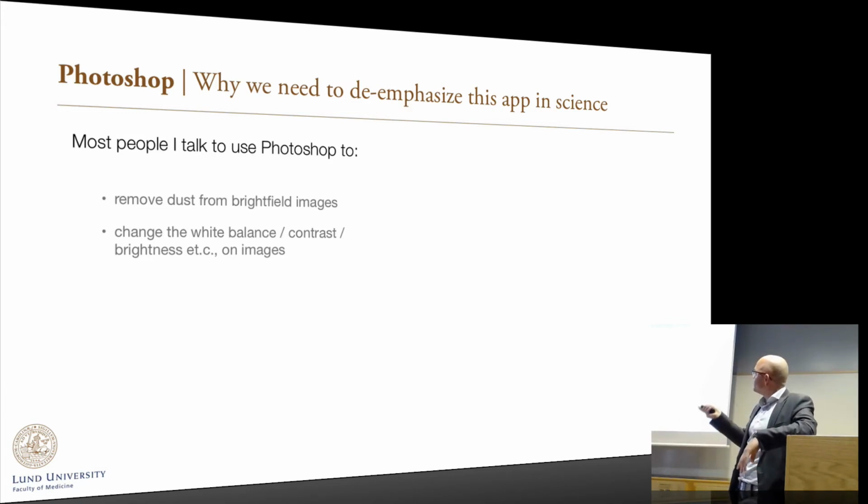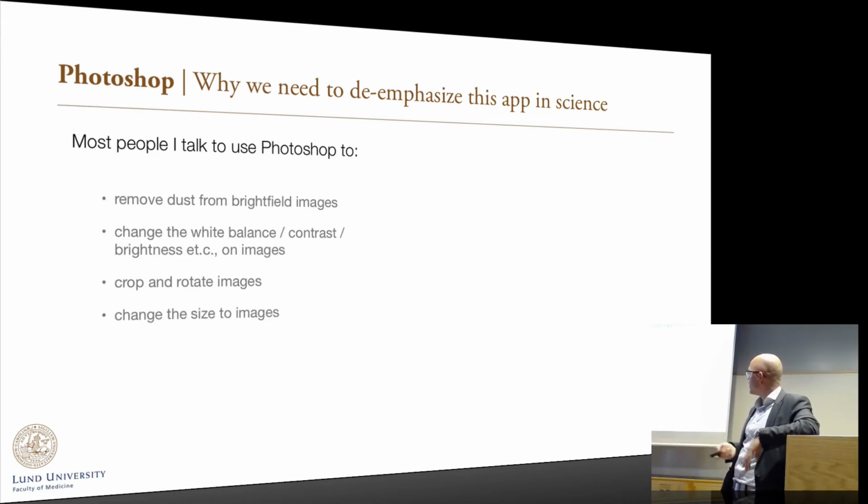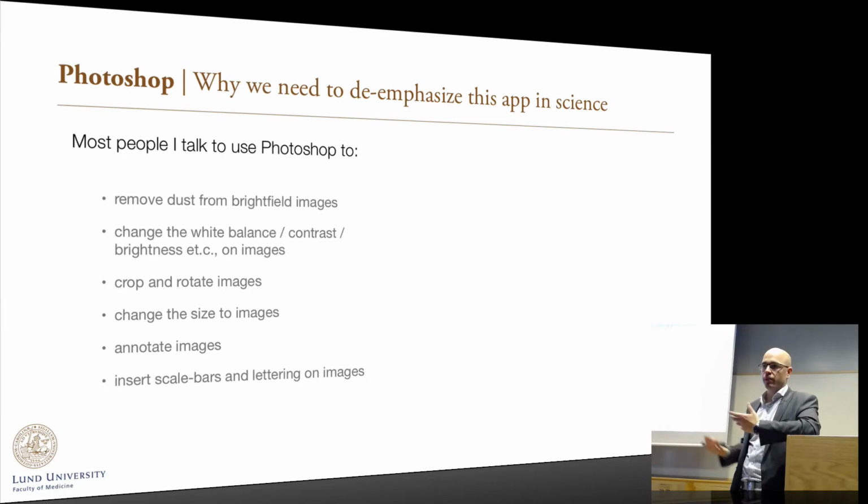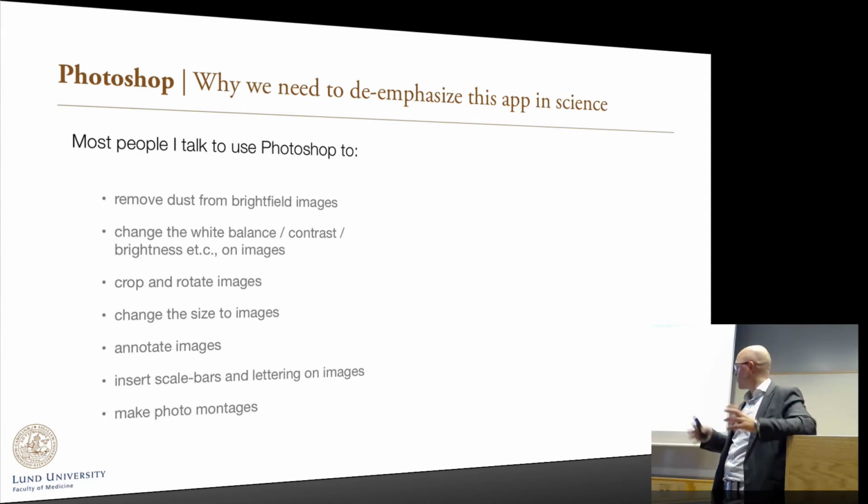So when you think about what people use Photoshop for, dust removal is, of course, one thing that some people do. White balancing, contrast and brightness on images is another very used thing. And cropping and rotating images. I guess most of you would recognize these things for using in Photoshop. And then changing the size of it and annotating. Then we have specific things that come with microscopy. You want to insert scale bars and then put lettering. And then in the worst case, people start to put multiple panels of photos next to each other in Photoshop.